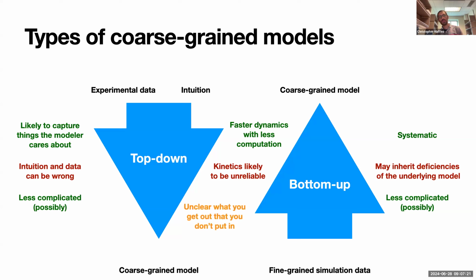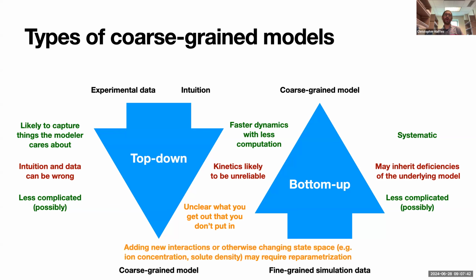Now, also, in both cases, it's not always clear what you're getting out that you don't put into the model. You have to be careful to make sure that your model can predict things that aren't just the things that you're plugging in. And then another issue is that if you want to broaden your model, add a new component, or change the salt concentration, you may be forced to reparameterize, which can be a painful process. So these are some disadvantages that are general to coarse graining.